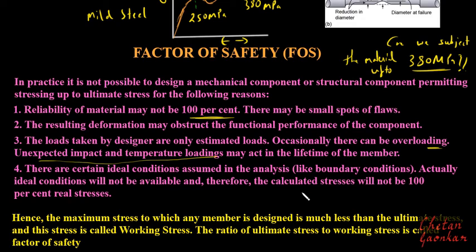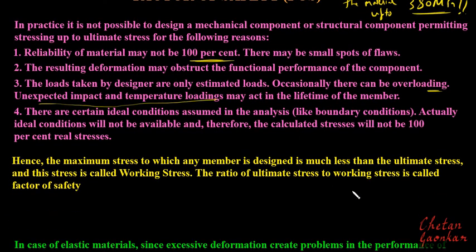working stress. To give you an example, although we know the ultimate strength of the material is 380 megapascals, we can design the machine or any component in such a way that the maximum stress which can get developed in it is only, say, 190 megapascals. So basically, what is this? This is the ultimate stress, right? This is the ultimate stress.